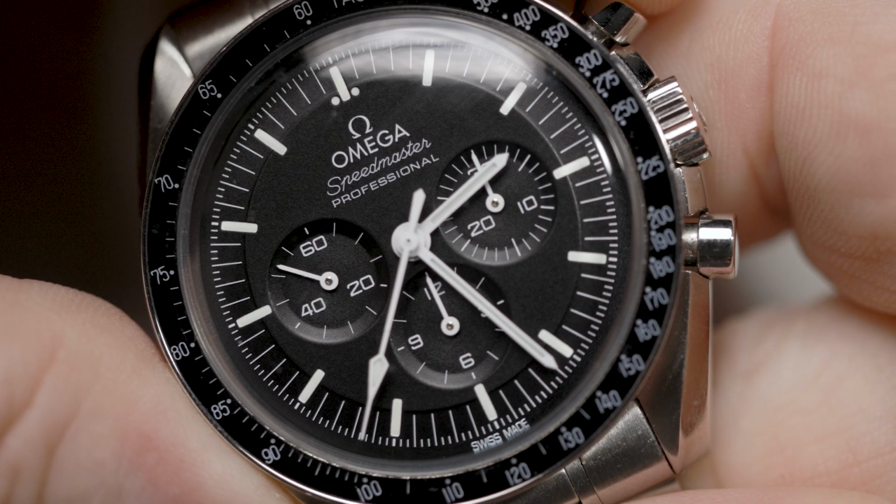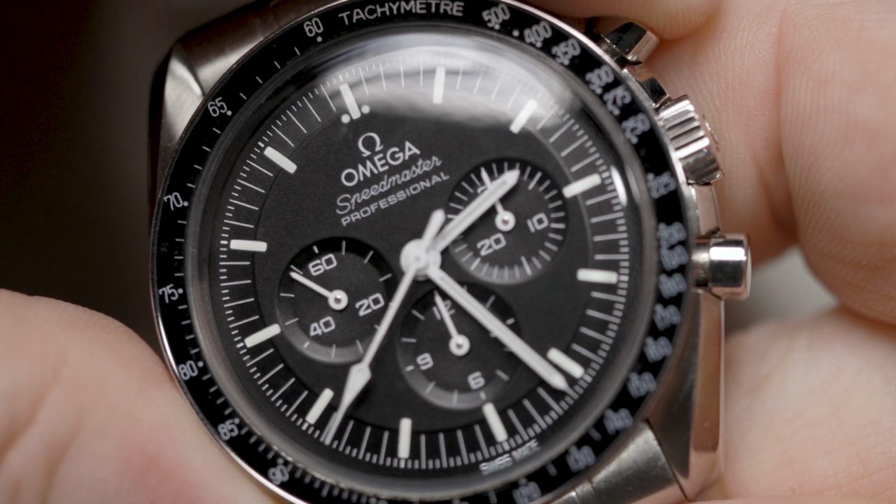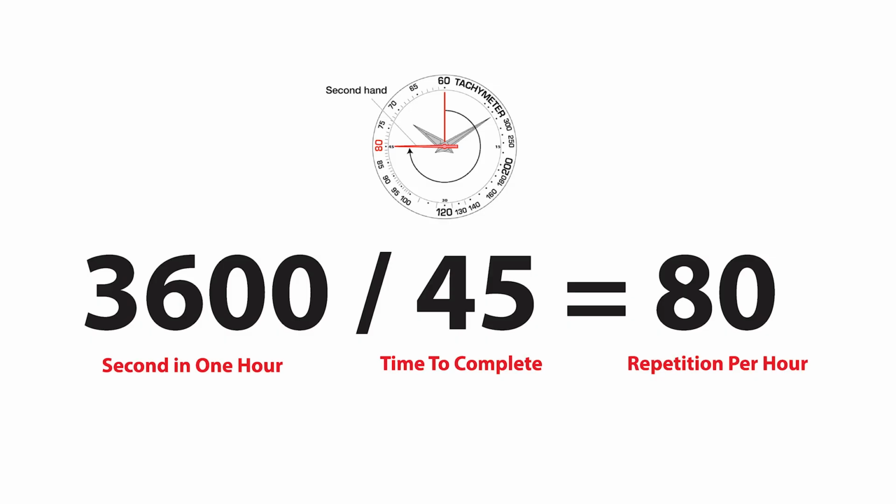Type into Google how to use a tachymeter, and most likely the only thing you will see is how to measure speed, which, while true in the simplest forms, the tachymeter doesn't actually measure speed. What it measures are units per hour. And it does this by dividing how many seconds it takes to do an act or travel a distance by 3,600, the number of seconds in 1 hour.